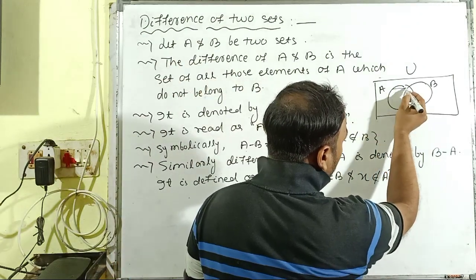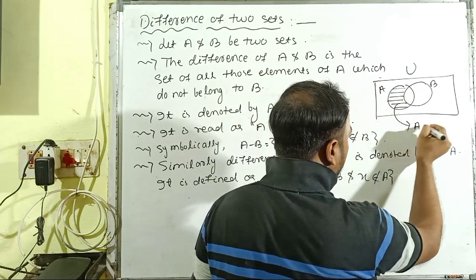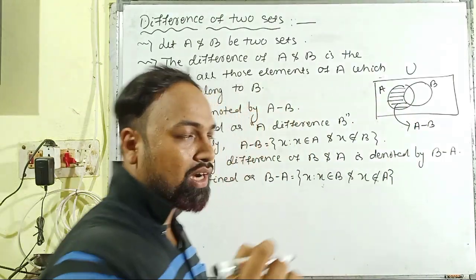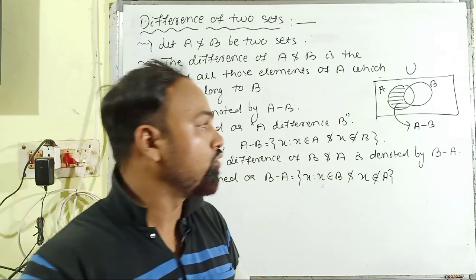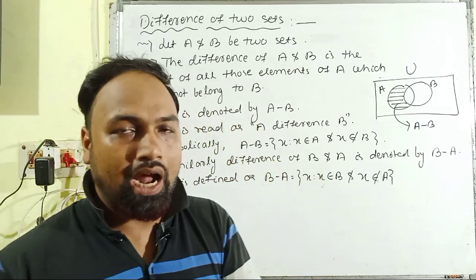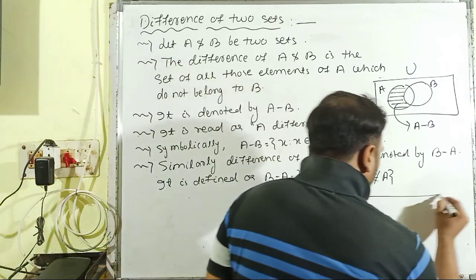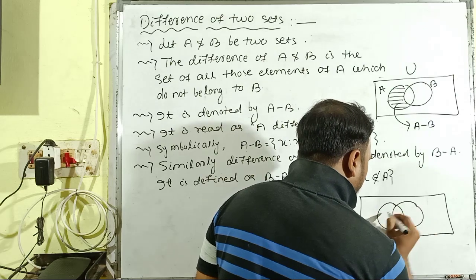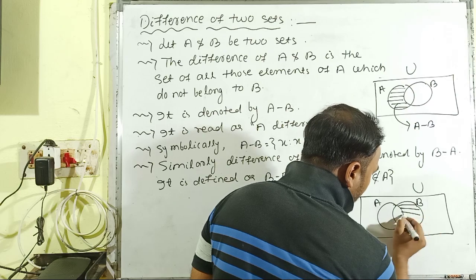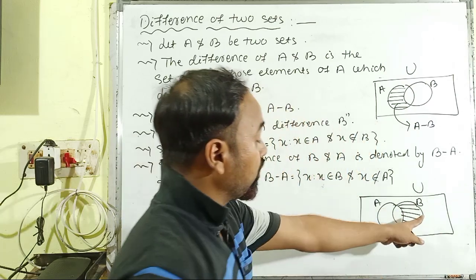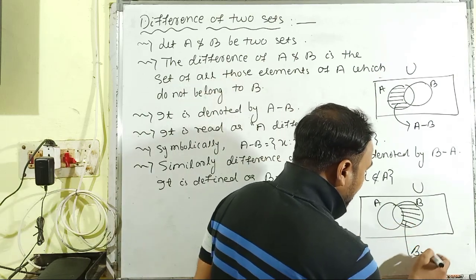Those elements which are present in A but not present in the set B, this shaded part, you can say, is called A difference B. Suppose we are trying to find out the difference of B and A, it will be denoted by B − A, and this shaded part will be defined like this. Here is the universal set U, and this shaded part, which belongs to the set B but does not belong to the set A, is called B difference A.